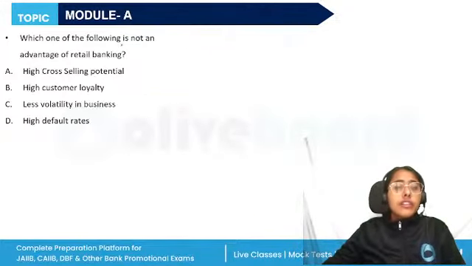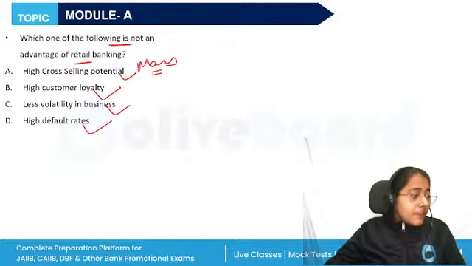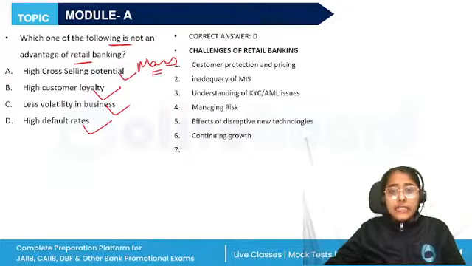Then the next question: which of the following is not an advantage of retail banking? There are certain constraints or disadvantages of retail banking. High cross-selling potential we have already seen, because of the mass customer segment we can cross-sell and upsell. Then high customer loyalty is there. Less volatility in business, or high default rates. Which of the following is not an advantage of retail banking? The correct answer here will be option D. High default rates is not an advantage.